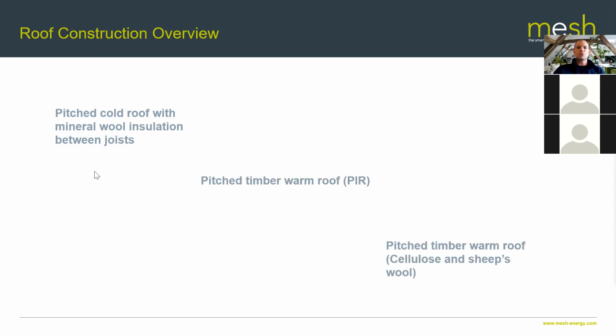constructions. So the three that we're going to be talking about here are a standard pitch cold roof with, say, mineral wool insulation. Plenty of us have got those in our own houses, or have been in a house with that. Pretty standard stuff. And then we've got a pitch timber warm roof with PIR between the rafters or joists. And then we've got a pitch timber warm roof with natural insulation. So you swap out PIR for natural insulation materials.